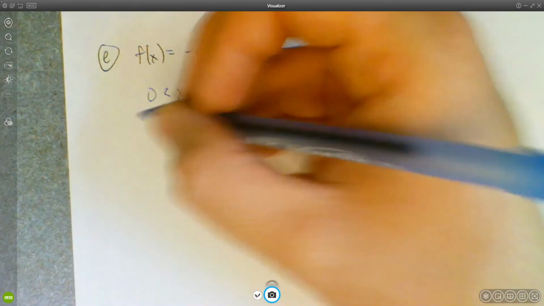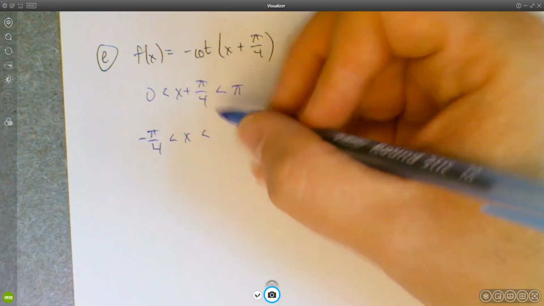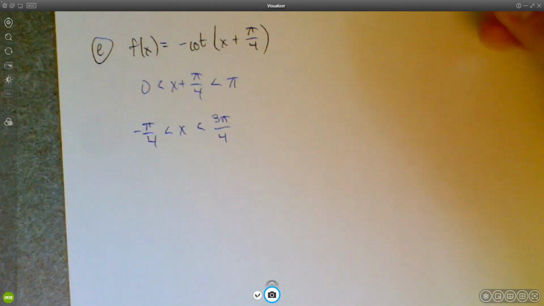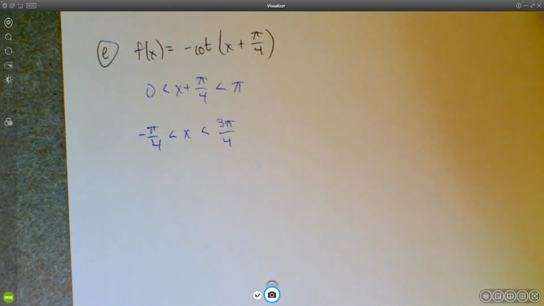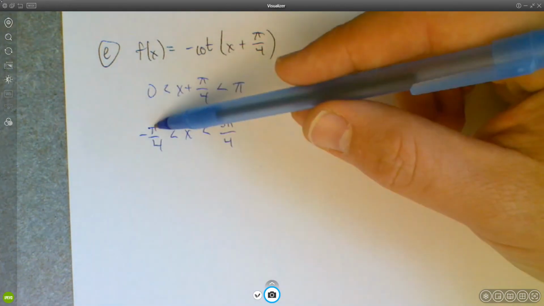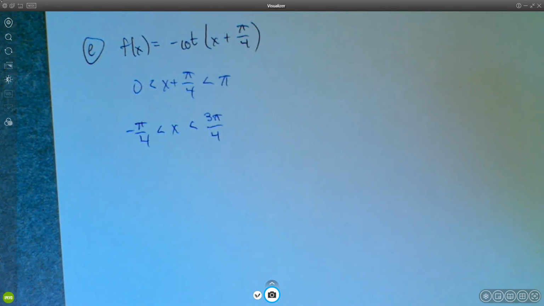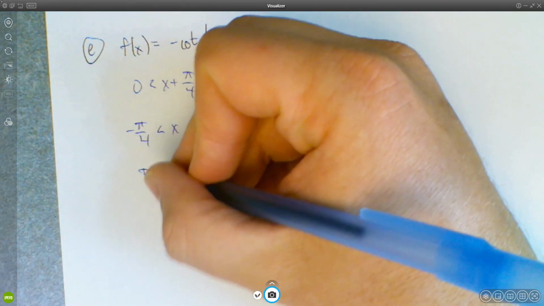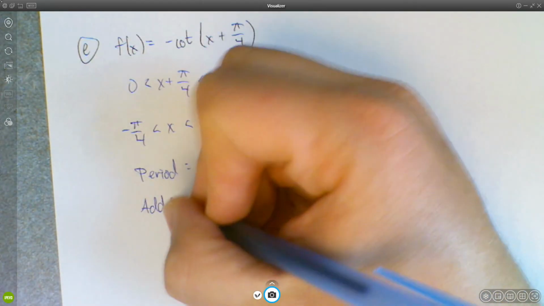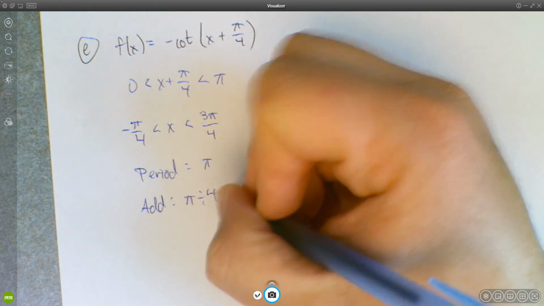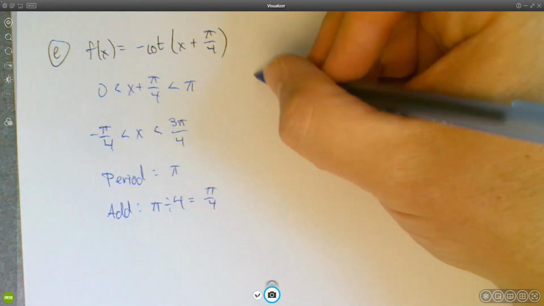Okay, so if we go through and subtract through by pi over 4, that would be 3 pi over 4, right? But notice that the period doesn't change because we haven't multiplied x by anything. The period's still just pi. You could do 3 pi over 4 minus negative pi over 4. That's 3 pi over 4 plus pi over 4, which is 4 pi over 4, or in other words, pi. Right? So the period's pi. That means that you're going to be adding pi divided by 4, or in other words, pi over 4. So starting at negative pi over 4. Let's do it.